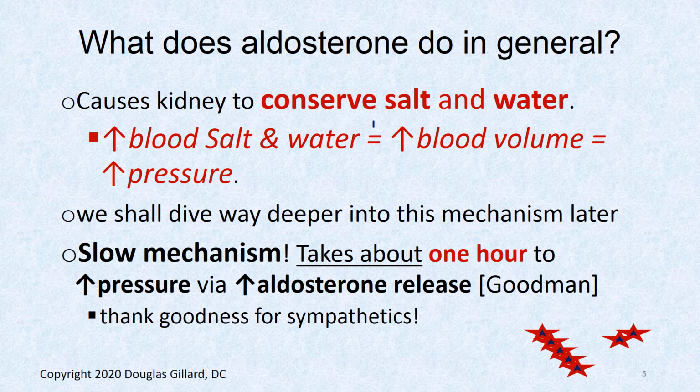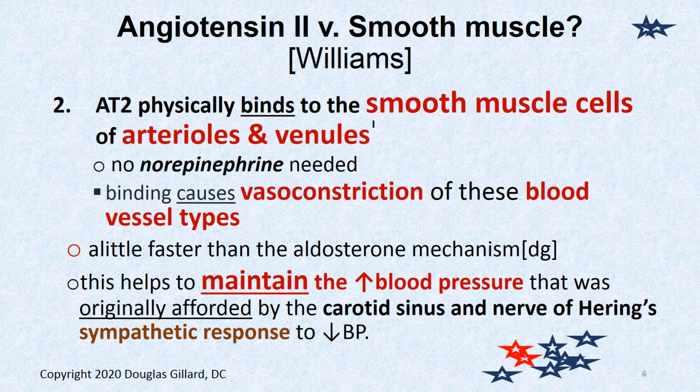What does aldosterone do in general? Well, you know that, right? It causes the conservation or the reabsorption of salt and water from the glomerular filtrate. And if you get salt and water into the blood, it's going to increase the volume and it's going to increase the pressure. And we said before, it's a slow mechanism. It doesn't happen super fast. If you've got a bad bleed, that's not going to help you much. It takes about an hour or so to kick in.